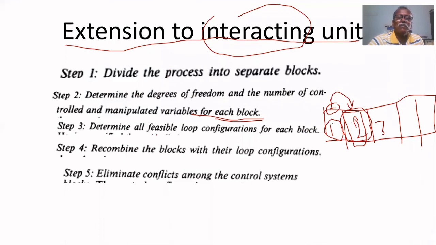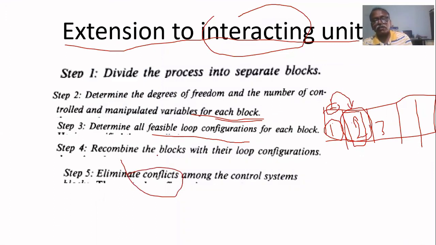Determine all feasible loop configurations for each block. Then recombine the blocks. After fixing, recombine all of these. If any conflicts are there, remove them. This is the conflict that we will see.